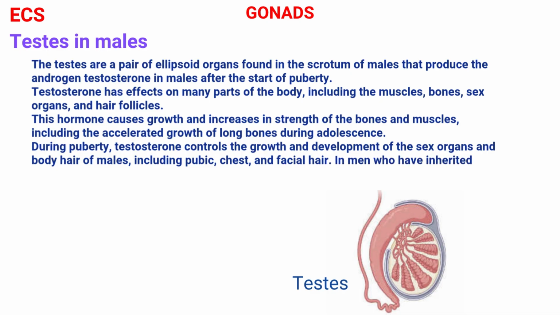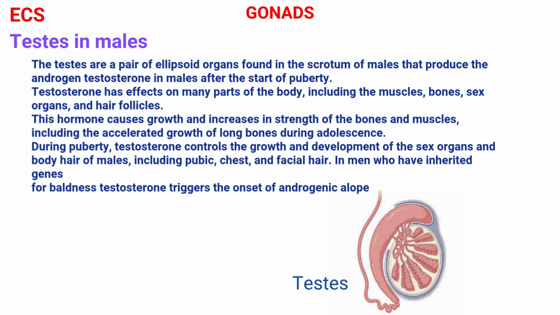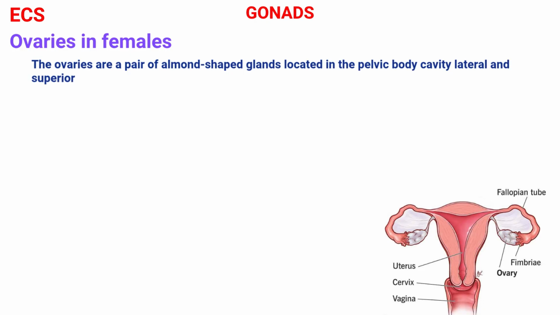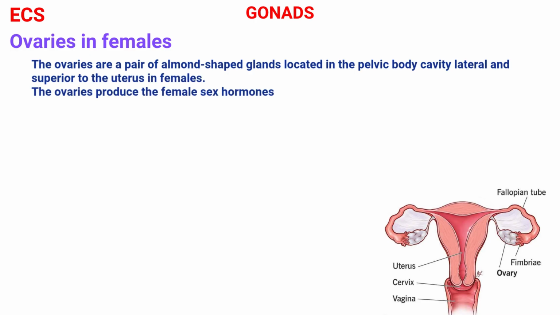In men who have inherited genes for baldness, testosterone triggers the onset of androgenic alopecia, commonly known as male pattern baldness. The ovaries are a pair of almond-shaped glands located in the pelvic body cavity, lateral and superior to the uterus in females. The ovaries produce the female sex hormones progesterone and estrogens.